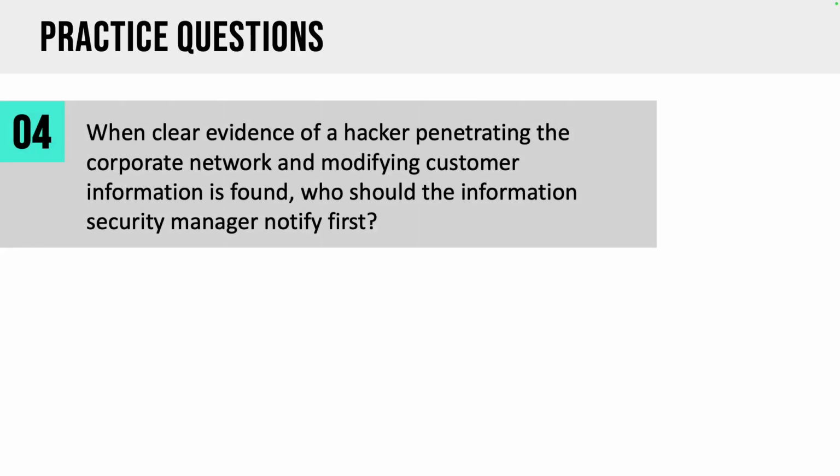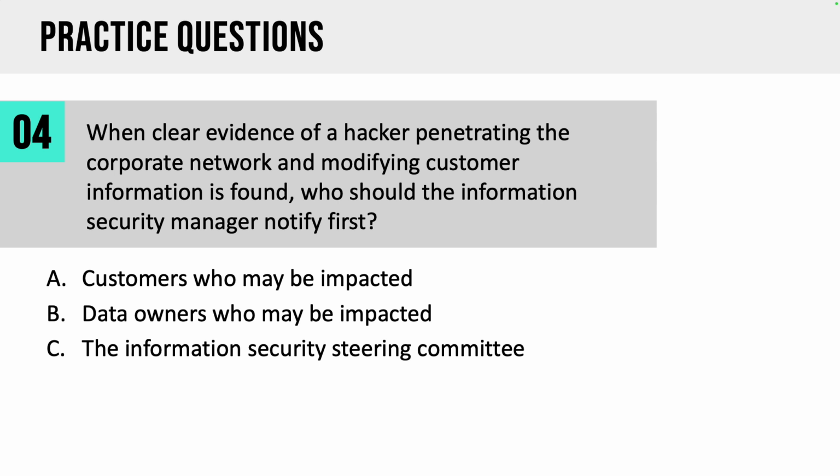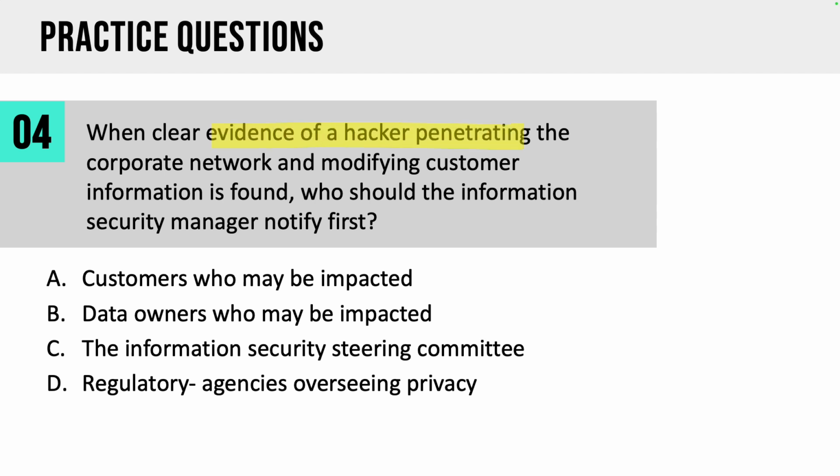When clear evidence of a hacker penetrating the corporate network and modifying customer information is found, who should the information security manager notify first? A, customers who may be impacted? B, data owners who may be impacted? C, the Information Security Steering Committee? Or D, regulatory agencies overseeing privacy? So we have evidence of a hacker penetrating the corporate network and modifying customer information. So when we have evidence of compromise, who should be notified first?